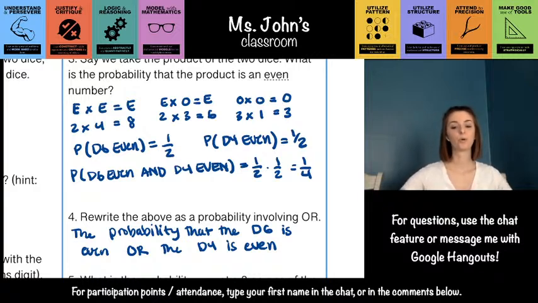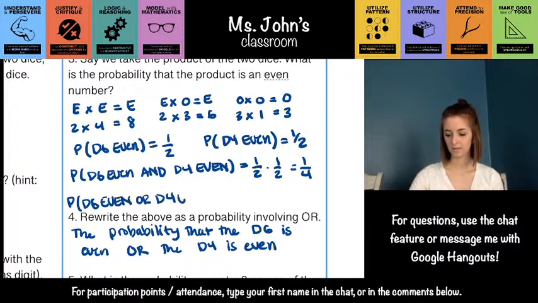This is like the culmination. We're putting all of our information that we learned today together into one problem. So finally, we can put this all together into the formula here. The probability of a d6 being even or the d4 being even is we add the two separate probabilities together.